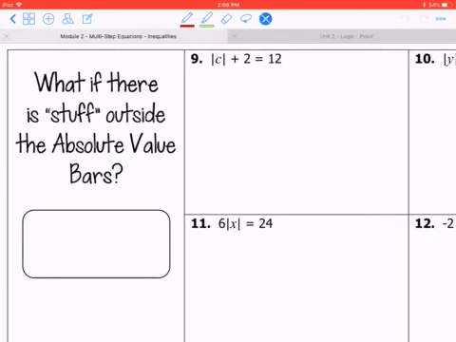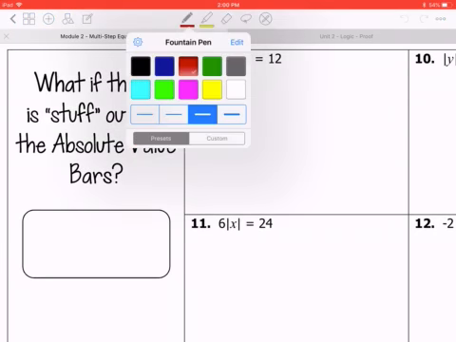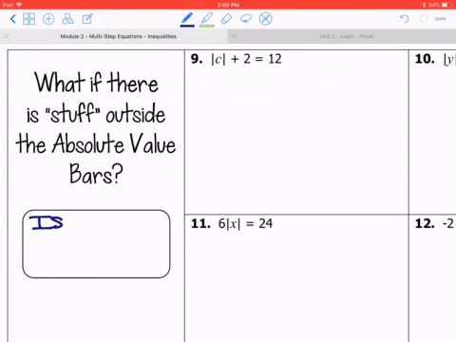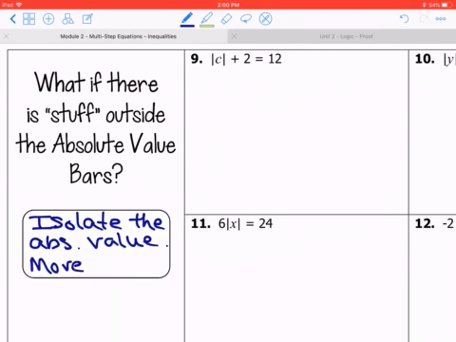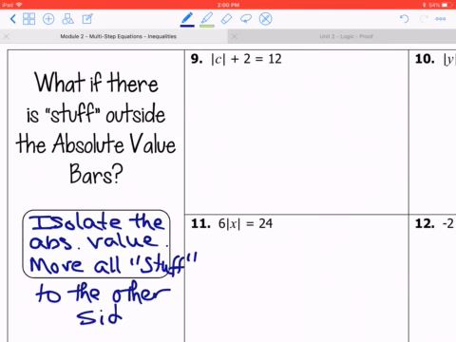So now it says, what if there is stuff outside the absolute value bars? Okay, so this is where we are going to isolate the absolute value. So what does that mean? That means that you have to move all the stuff to the other side. I ran out of room in my box, sorry. Okay, so to isolate the absolute value, we're going to move all the stuff to the other side.